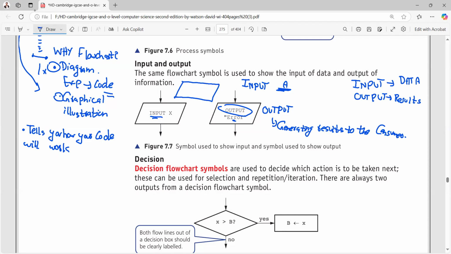No. Can you show me how it's used in an actual flowchart? Yes. After I'm done with it, I'll show you the example. First, I just need to clear your concepts.